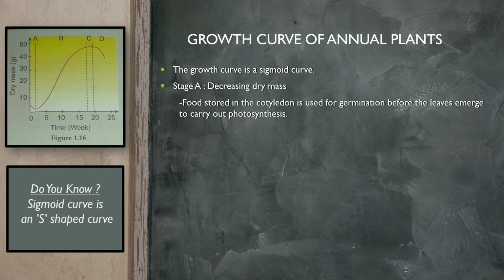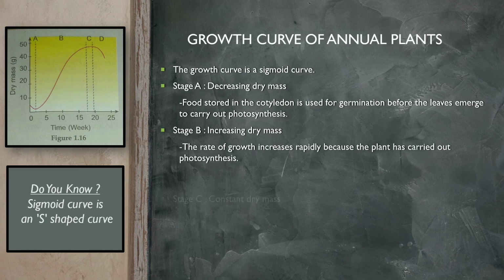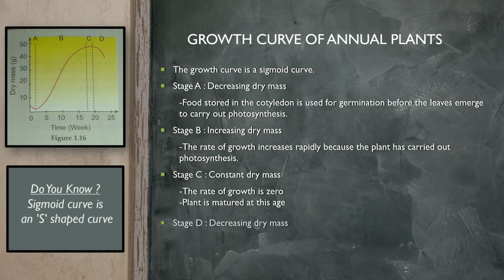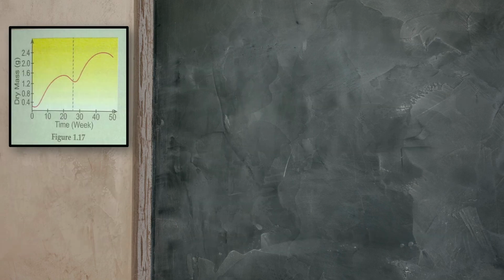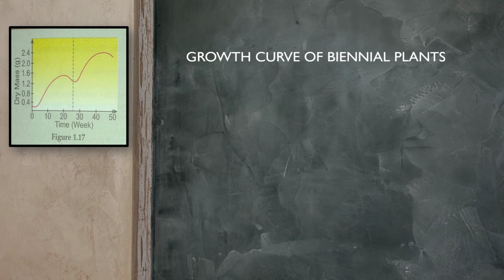The first stage is the decreasing dry mass. Food stored in the cotyledon is used for germination before the leaves emerge to carry out photosynthesis. The second one is increasing dry mass. The rate of growth increases rapidly because the plant has carried out photosynthesis. And the third one is constant dry mass, because the rate of growth is zero and the plant is already matured. And the last one is decreasing dry mass. It happens slowly because of aging, lower rate of photosynthesis, shedding of leaf or flower, and seed dispersal.